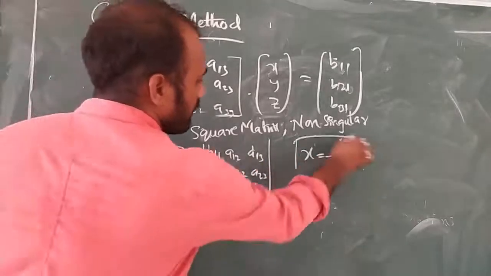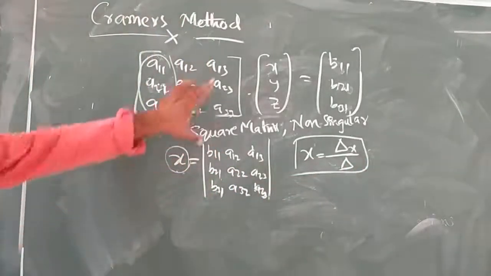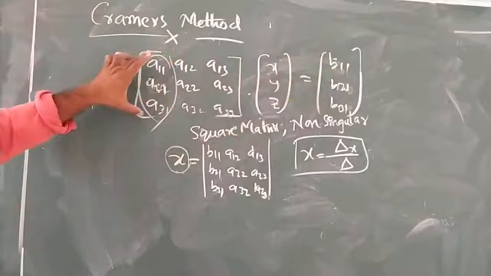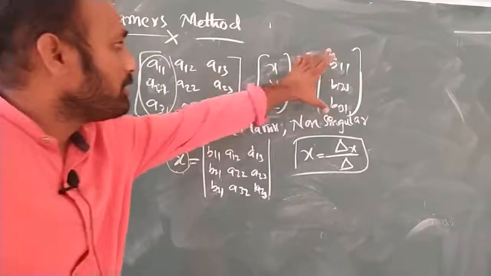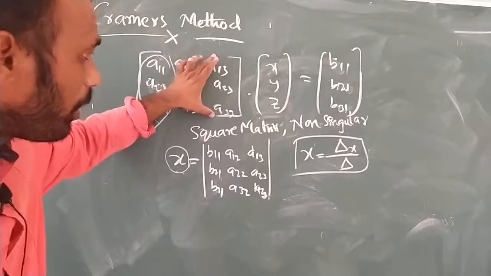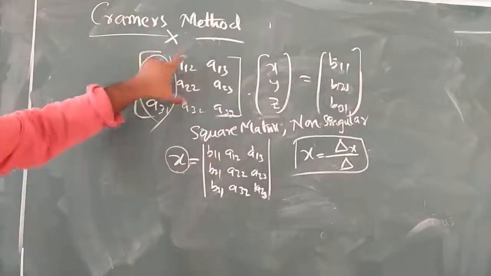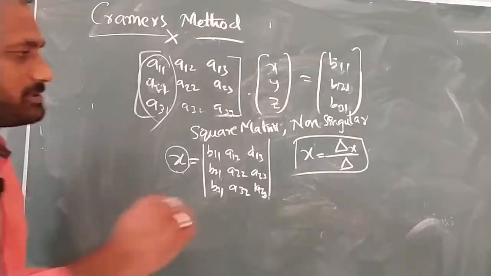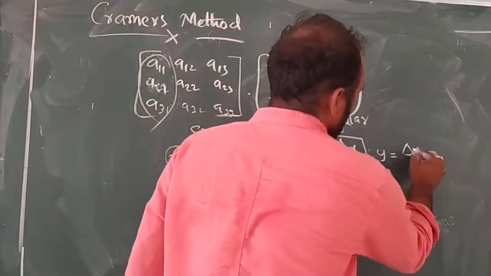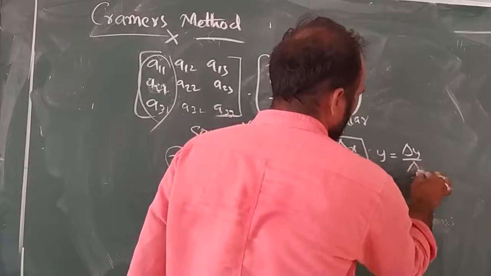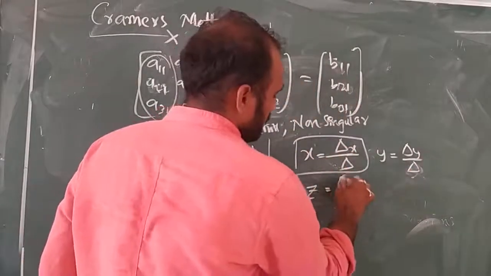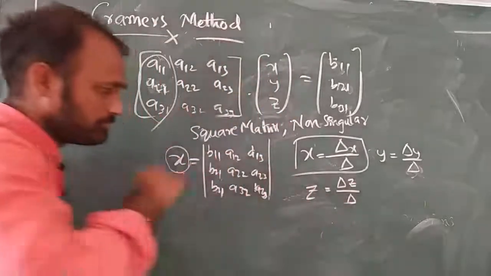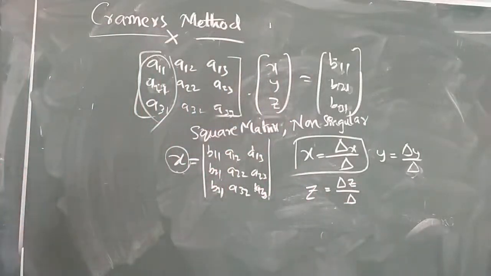So we will get the answer for x. Similarly, if I want y, I will replace the second column with this matrix, and the other two will be the same. If I want z, I will replace the third column with this matrix, and the other two will be the same. So x is delta x by delta, y is delta y by delta, and z is delta z by delta. First we need to find the delta value. If it is non-singular, we will proceed with Cramer's rule. Let us start Cramer's rule with one example question.